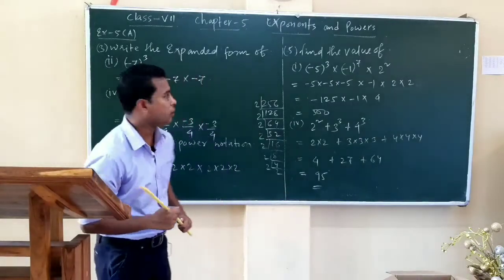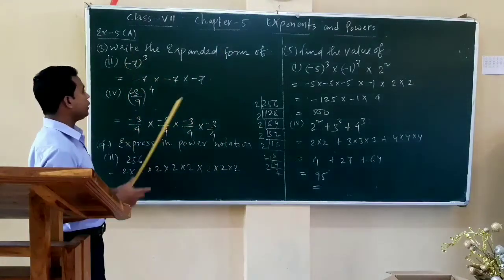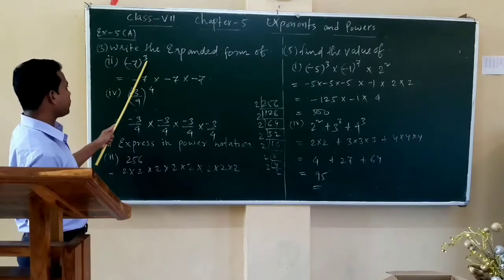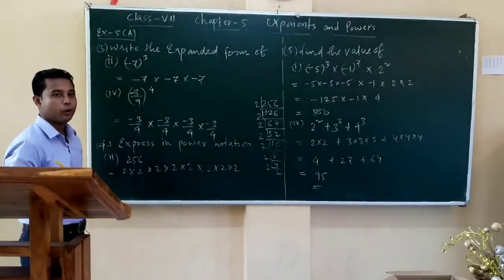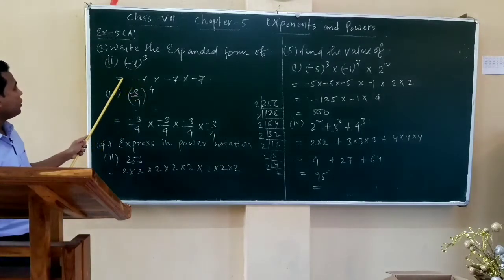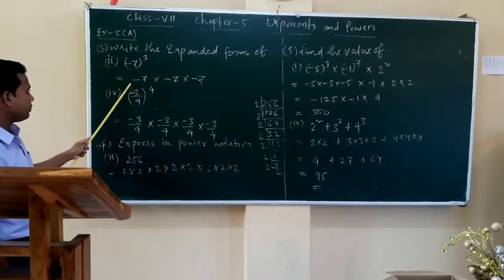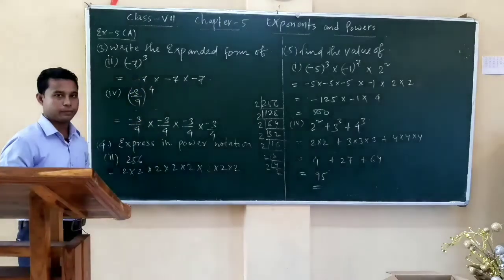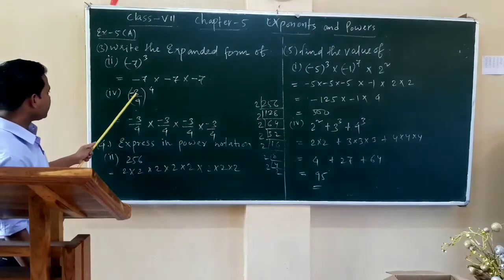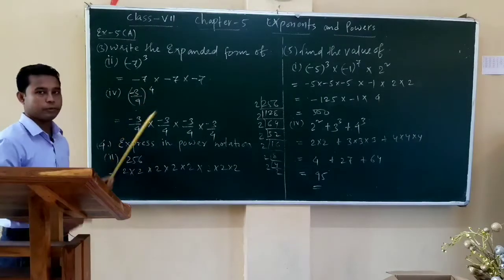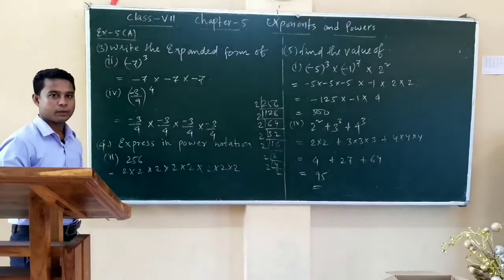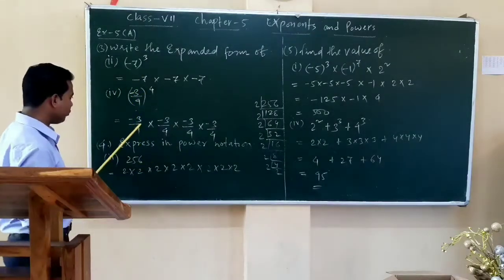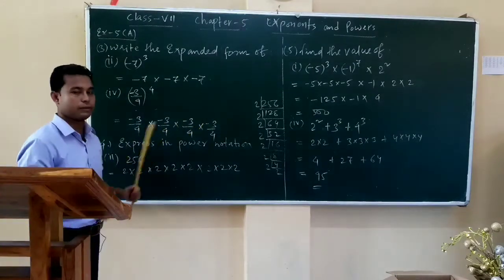Now, the next question is write the expanded form of the given expression. So, minus 7 raised to the power 3. So, minus 7 multiplied 3 times by itself. So, minus 7 into minus 7 into minus 7. The next question is minus 3 by 4 raised to the power 4. So, that means multiply minus 3 by 4, 4 times. So, minus 3 by 4 into minus 3 by 4 into minus 3 by 4 into minus 3 by 4.